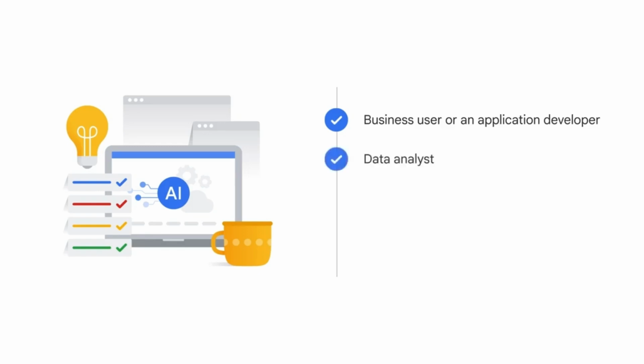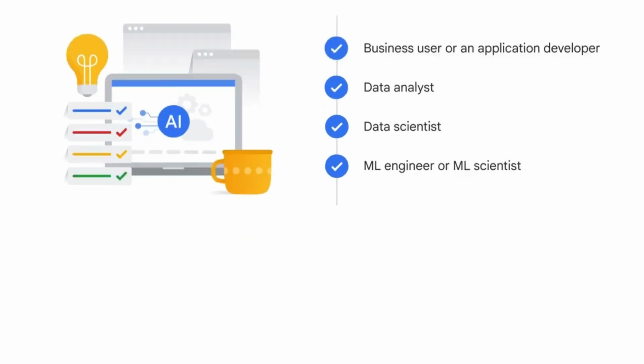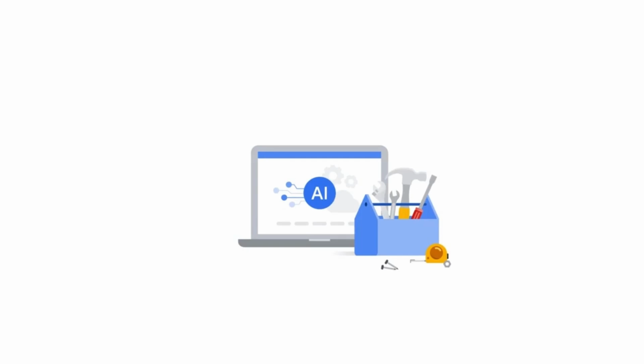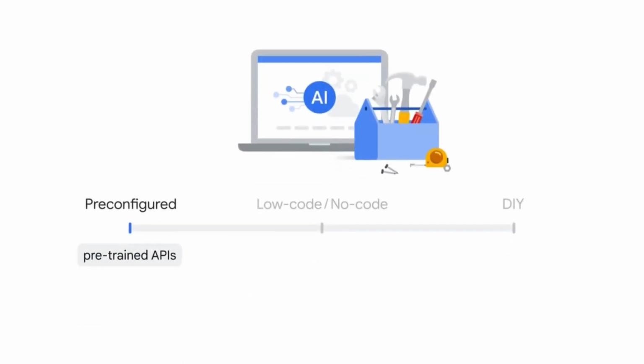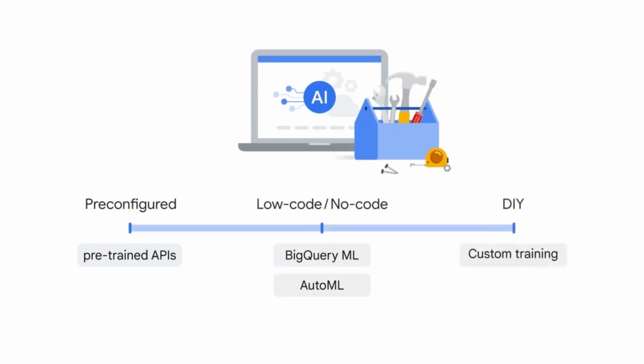What can you do? Or perhaps you're a data analyst and you have some training data and experience using SQL. How can you build a custom ML model with your existing skills? Maybe you're a data scientist and you have a large amount of data and want to train a custom ML model. However, you don't want to spend hours tuning ML parameters from the beginning. What choices do you have? Or what if you're an ML engineer or scientist and enjoy using do-it-yourself models and code to operationalize the ML pipeline? What tools can you use? Well, you can find tools on Google Cloud to help you achieve your goals. From pre-configured solutions such as pre-trained APIs to low or no-code solutions such as BigQuery ML and AutoML to a completely DIY approach using a code-based solution by using custom training.